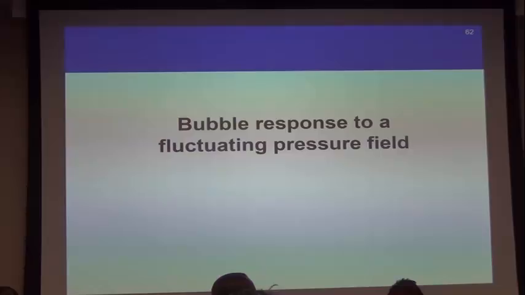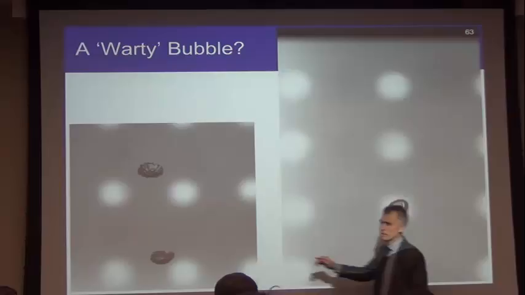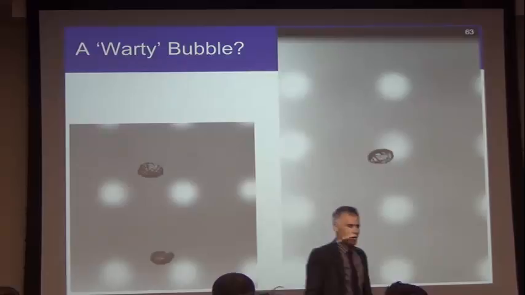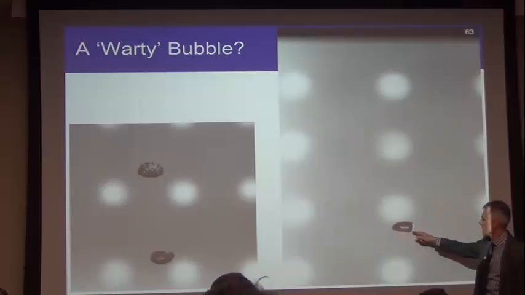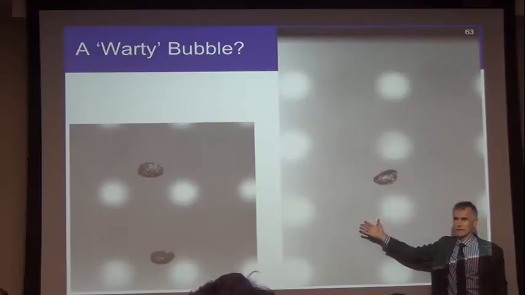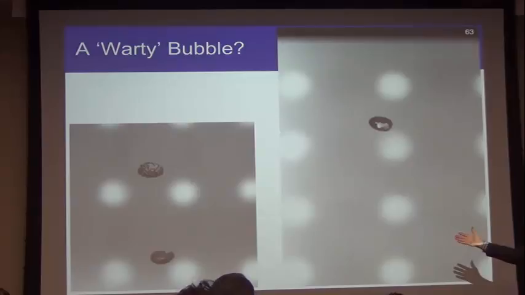Now, we've done work on that oscillating pressure field, and here's a bubble. That fascinated me. I call it a warty bubble. Mayer generated these. How does a bubble do that? Here it is, and it just shivers. It's like a golf ball or a raspberry, and you think, what impact would that have on the heat and mass transfer? Where does it come from?